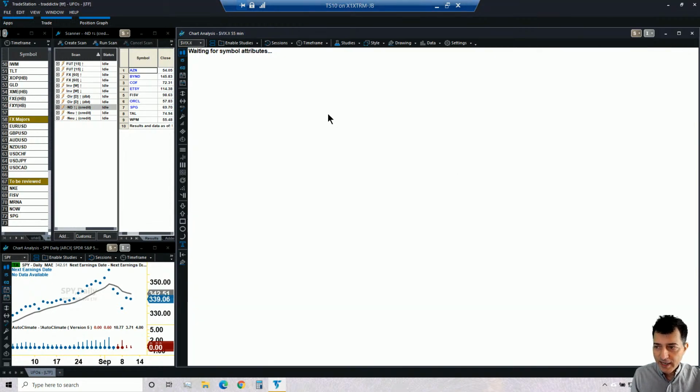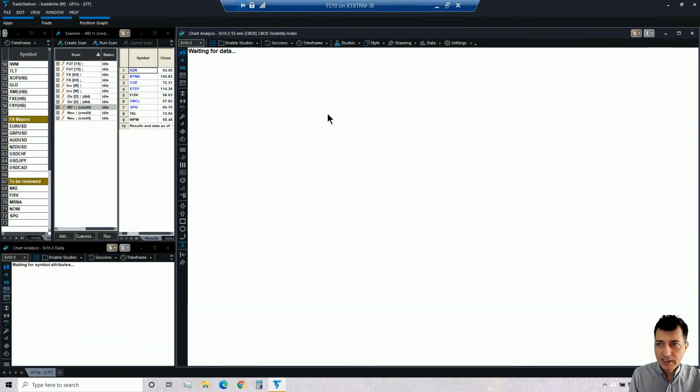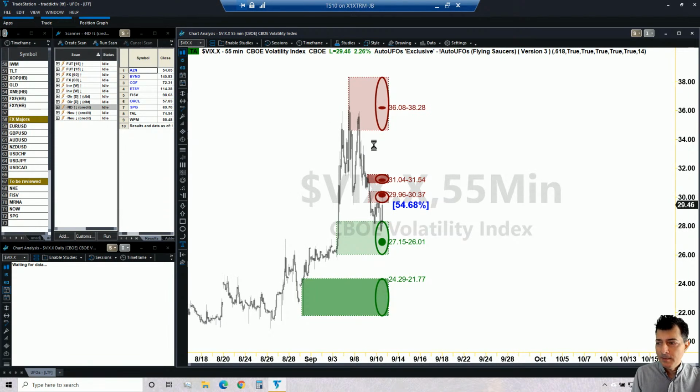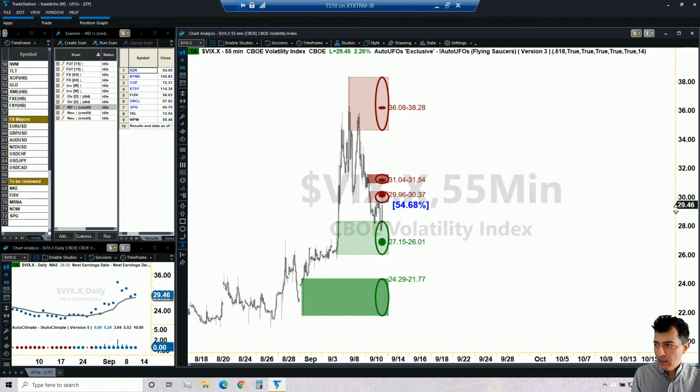Okay, looking at the VIX, the implied volatility of options on the S&P 500. We are trading at levels of 29 at this moment in time. Okay, 29, hitting a red UFO. So options prices are likely going to fall. If that was to be the case, typically you would see the market going up. So we kind of see a little bit of a confluence there, where the VIX is hitting a red UFO, and the S&P is hitting a green UFO.